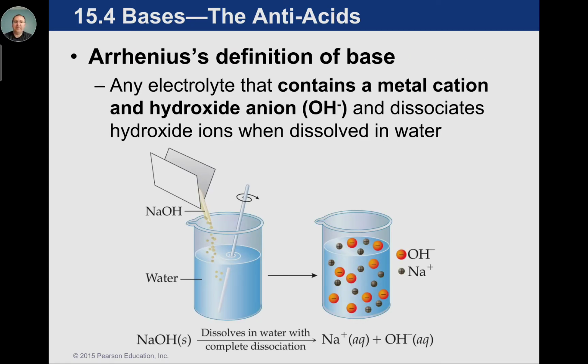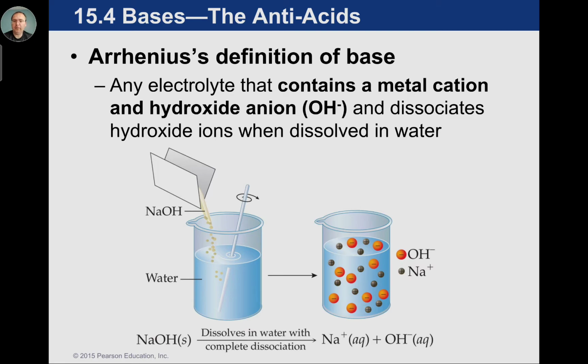As you look at base definitions, really we're just looking at the exact same idea but in reverse. So instead of producing H plus from H2O, we're producing OH negative from H2O. And that's the Arrhenius definition at heart. So as we look for definitions of strong and weak bases, it's really just a matter of who wants to give up OH negative the easiest, and who doesn't want to give it up at all.